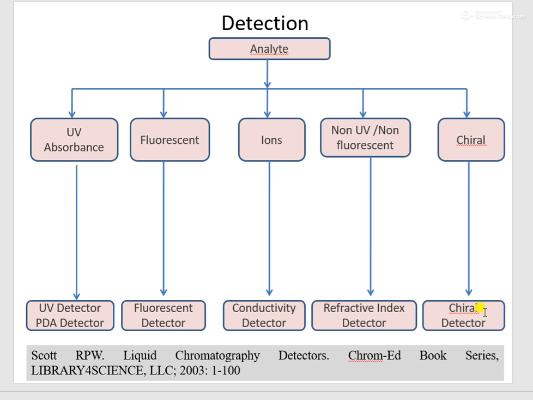HPLC detectors are of two types: bulk property detector and solute property detector. Bulk property detectors are used when your sample does not have any characteristic. So you have to use a characteristic of the mobile phase for detection of the sample, for example, the refractive index detector. So if the sample is non UV absorbing, non fluorescent, you have to use the mobile phase refractive index as a measure of detection of your sample.